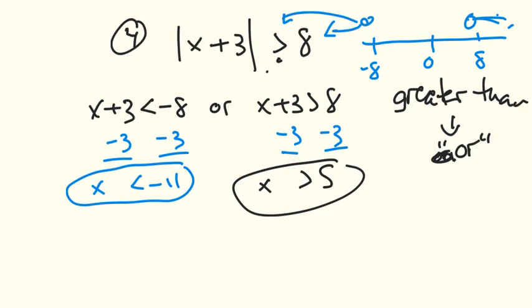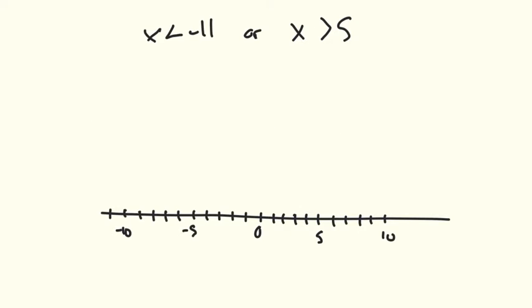So let's go ahead and graph that. Here is -11, here is 5, and so either x is someplace out here or it's someplace down here. So remember, if x itself is less than -11 or greater than 5, then that expression, the x plus 3, is going to be someplace outside that -8 to +8 interval. All right, next.